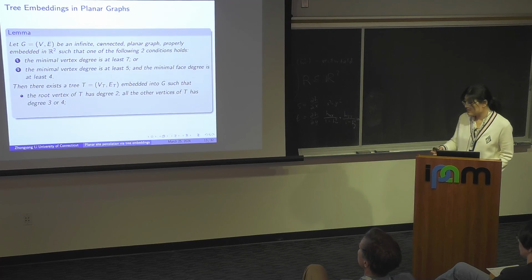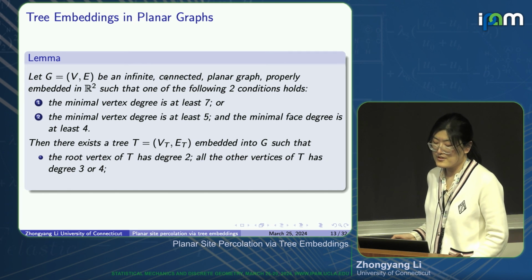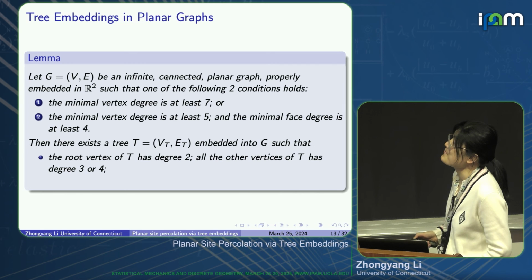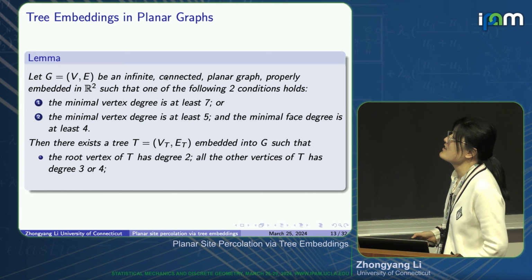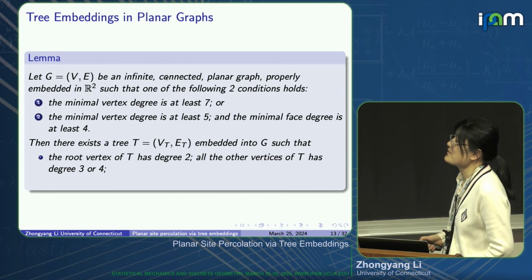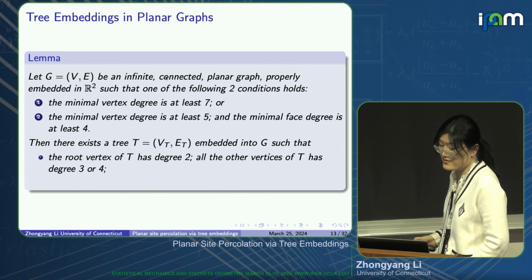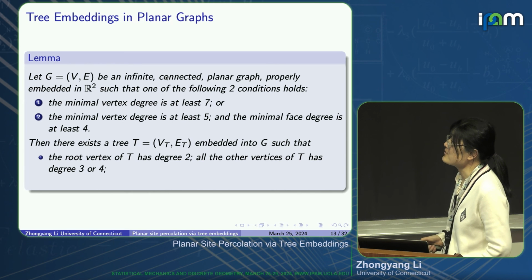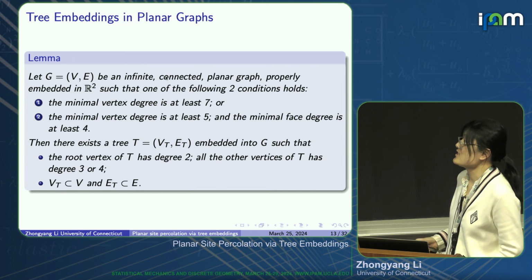So indeed, our first result says that if I have an infinite connected planar graph G properly embedded in R^2, where properly embedded means that its embedding into the plane has no accumulation points, such that one of the following two conditions holds: first, the minimal vertex degree is at least 7; second, the minimal vertex degree is at least 5 and the minimal face degree is at least 4. Then we can find an embedded tree whose root vertex has degree 2 and all the other vertices have degree 3 or 4, and this tree is a subgraph of G.